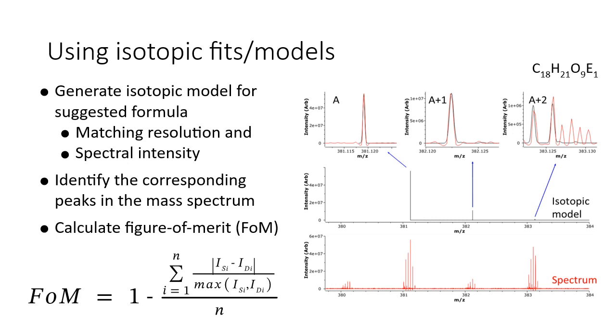Then stepping out one stage wider, this bit just means that I'm finding the average relative intensity difference across all the peaks for a given isotopic distribution. And then finally, I subtract that average relative isotopic intensity difference from 1 in order to give me the figure of merit.